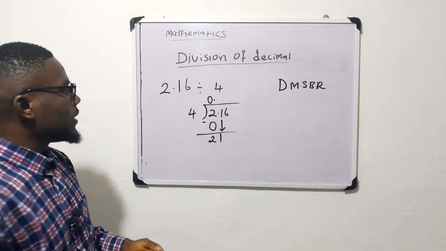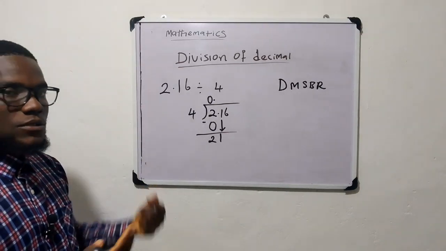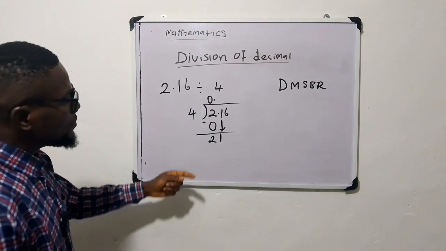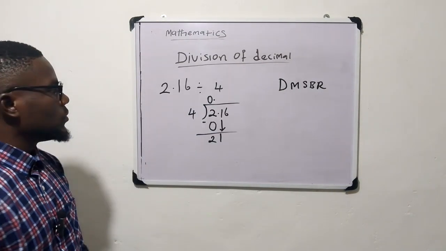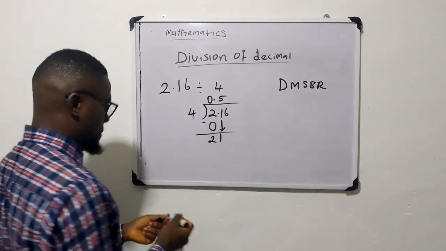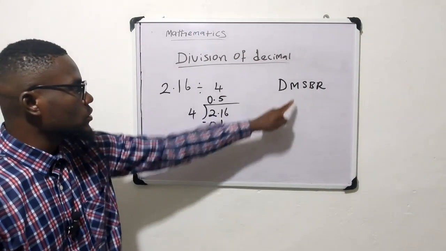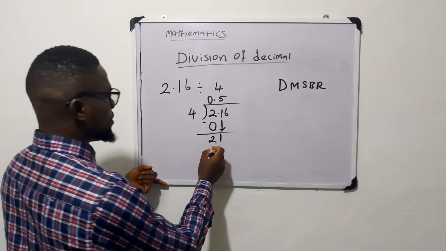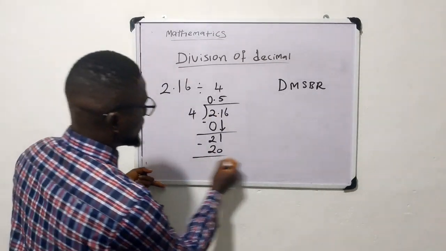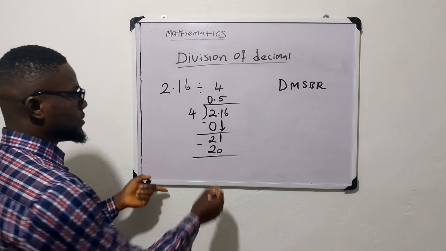Now, we can divide. 21 divided by 4. That is to say, how many 4 are in 21? Okay. Now, we know that 4 times 5 will give us what? 20. So we go with 5. When we multiply 4 by 5, we have 20 here. Then what next? We subtract. So let's subtract 20 from 21. You know, we have 1 left.